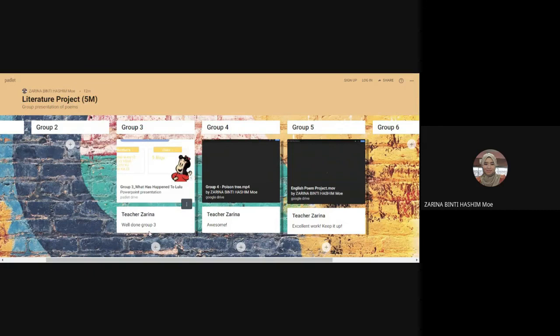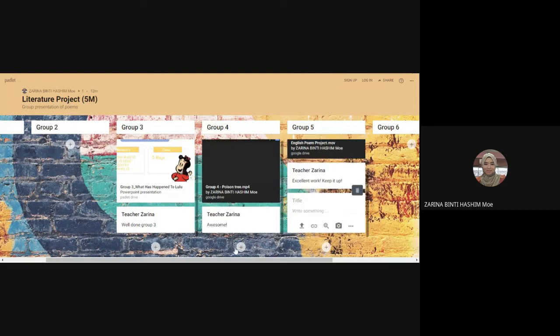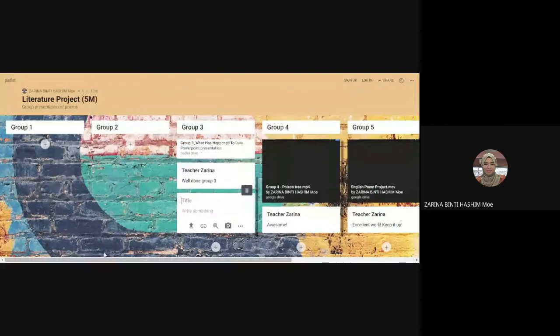If you have managed to go to this Padlet, please leave your comments for each group, like what I did here. Group 3, I said well done. Group 4, awesome work. Group 5, excellent work, keep it up. After you watch their presentation, please leave your comments. Just click the plus button below here, write your comment and write your name first, so that we know you have left your comment. This is how we present our work, so in a way you have presented it for everyone to see. That is for project work.